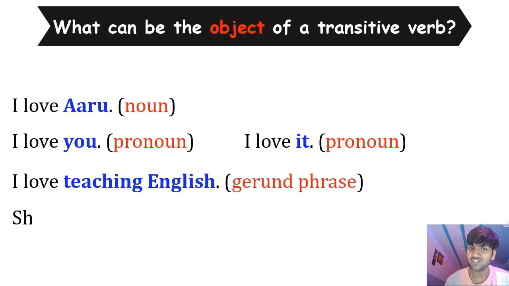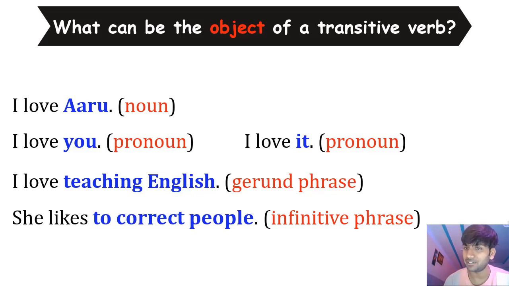Fourth, infinitive. She likes to correct people. She likes what? To correct people. Instead of using a noun or a pronoun, I'm using an infinitive that is working as a noun. She likes you. She likes Rahul. She likes this company. She likes this country. Instead of using a noun or a pronoun, I'm using an infinitive. She likes to correct people. That is an infinitive phrase working as a noun.